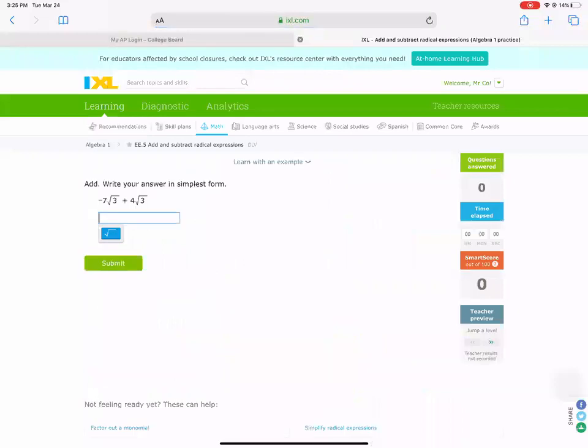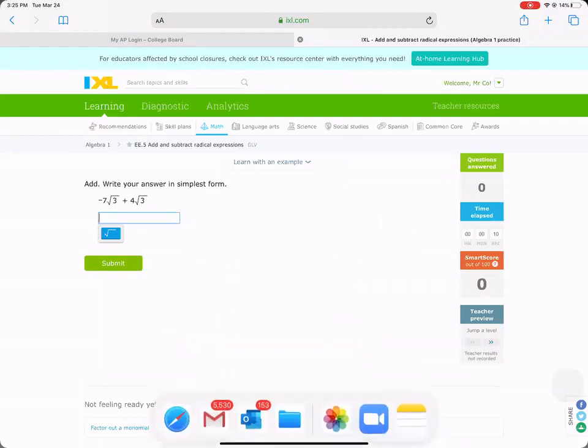So we're going to work on adding and subtracting radical expressions. I'll be posting the homework up later. So we're going to work these problems together. And if you have any questions, go ahead and type in the chat below.